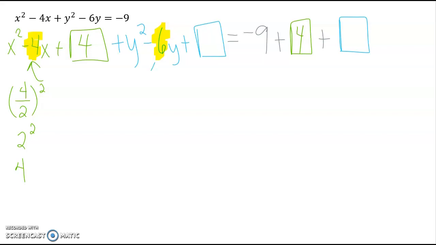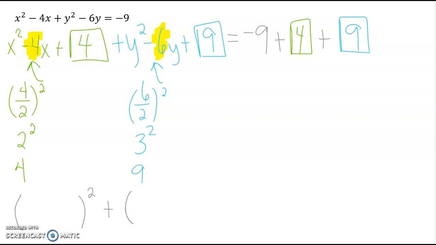And then we're going to do the same thing for y. Take that number in front of y, divide it by 2, and square it. 6 divided by 2 is 3, and 3 squared is 9. So we'll put 9 in each of those boxes. And we're basically done. Just like when we complete the square, now our last step is to rewrite this as something squared plus something else squared equals whatever the right-hand side is simplified to. So in this case, negative 9 plus 4 plus 9 is just 4.